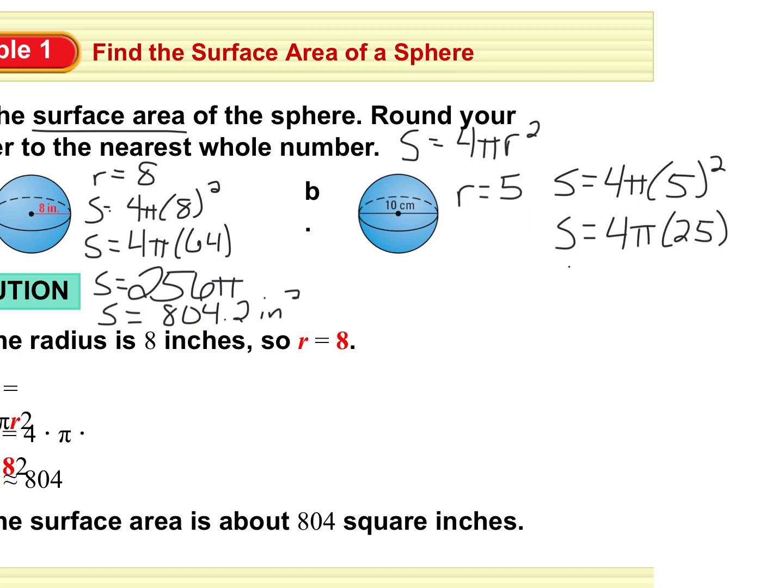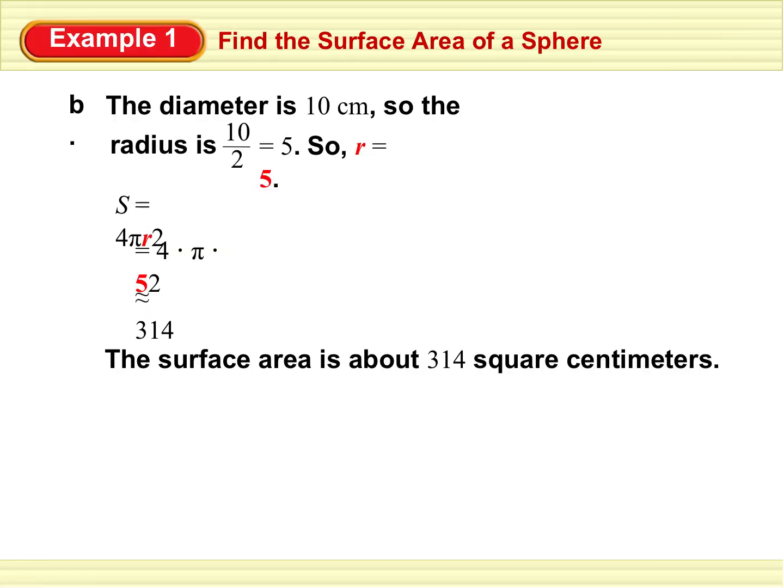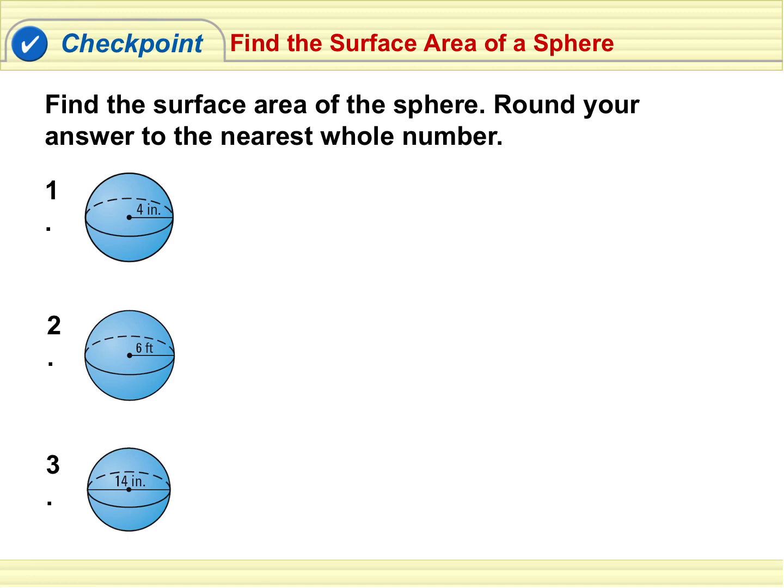Next. What do we do next? Yep, I heard it. We get 100 when we multiply. Last thing, times pi, we get what? What would our label be? Centimeters squared. Right, remember, it's squared because surface area. Okay.